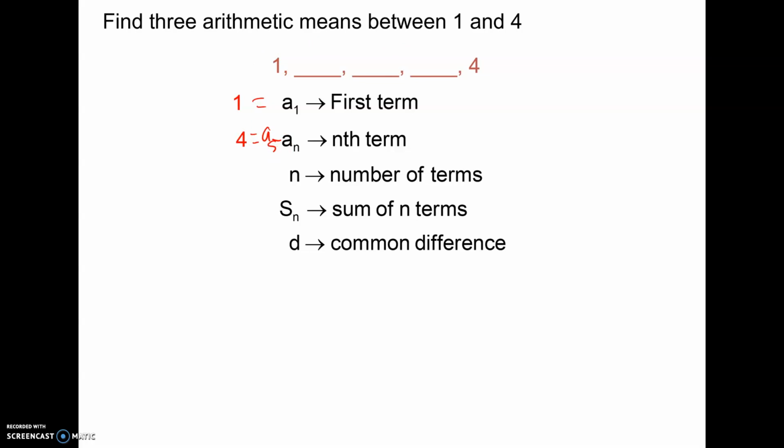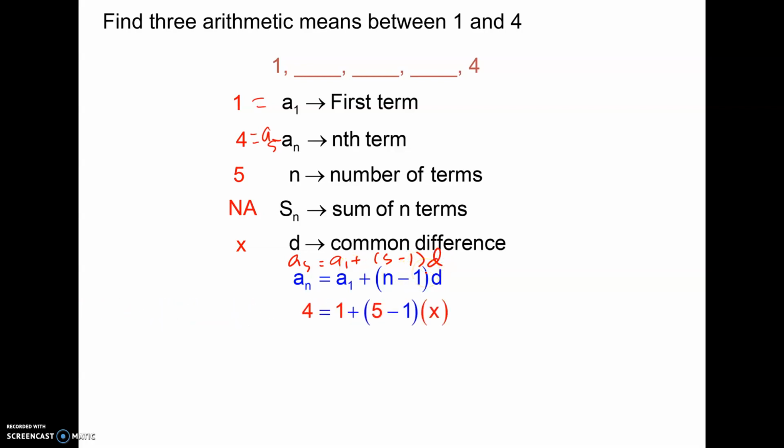Okay, so then I just need, I have my number of terms is 5. I don't care about the sum. I don't have the common difference. So you can call that X or leave it as D. So now what I have is I have A sub 5 is equal to A sub 1 plus 5 minus 1 times D. Notice I have everything except for D. So I'm going to go ahead and solve for my common difference and see where that takes me. Follow the order of operations. And I have 4 is equal to 1 plus 4x or 4D.